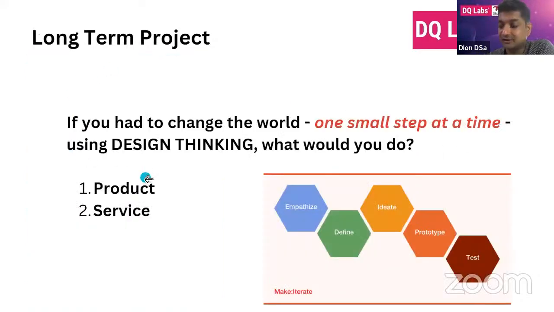And then we have the long-term project where we want you to use a case where if you could change the world one step at a time in your own little way, using design thinking, develop a product, develop a service, right? So this is very helpful to you. If you can achieve this, it's extremely helpful.